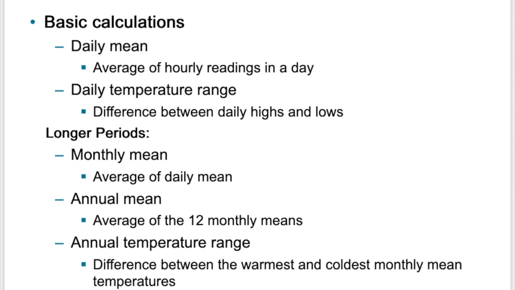And then we can do calculations based on longer periods. For example, the monthly mean temperature is calculated by adding together the daily means for each day of the month and dividing by the number of days in the month. The annual mean is based on the average of the 12 monthly means. And for the annual temperature range, you'll be subtracting the coldest monthly mean temperature from the warmest. So mean temperatures are especially useful for making daily, monthly, and annual comparisons.